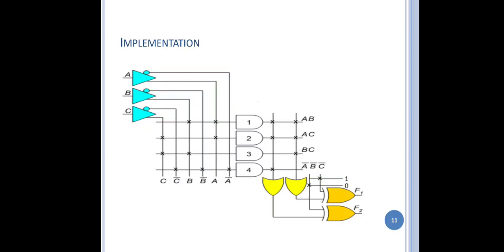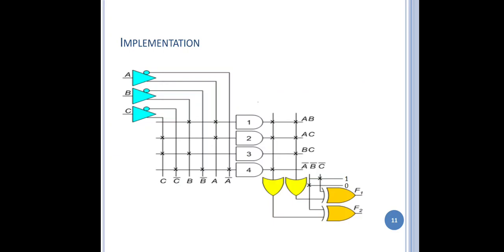Now, coming to the implementation, we have 3 input variables A, B, C. There are inverters which give the complement of these input variables. So we have all the input variables A, B, C available, and the complemented forms A bar, B bar and C bar. These are all available at the input of all the AND gates. Now, according to the product terms, we have to give connections to the AND array. We have 4 product terms AB, AC, BC, A bar B bar C bar. Correspondingly, we have 4 AND gates.